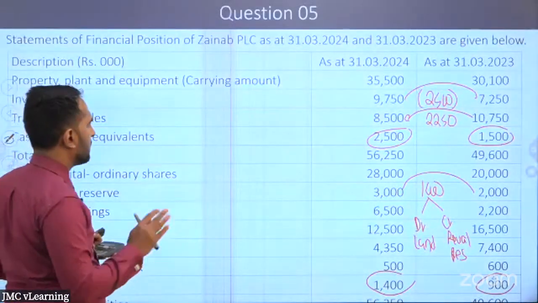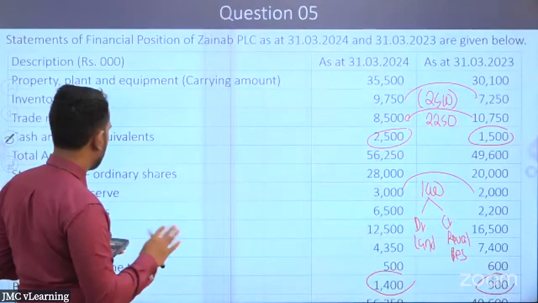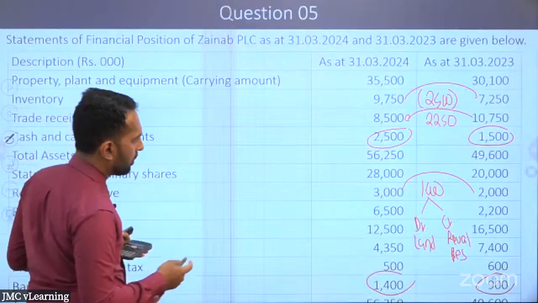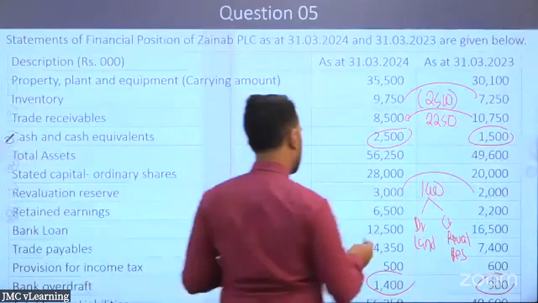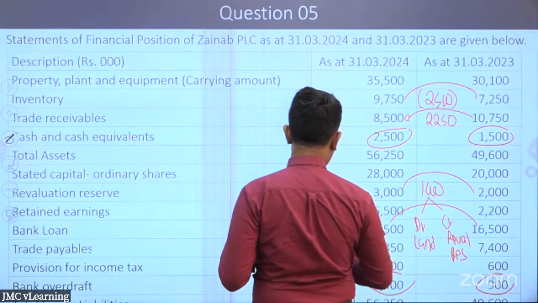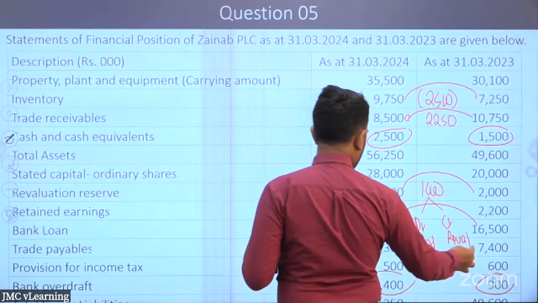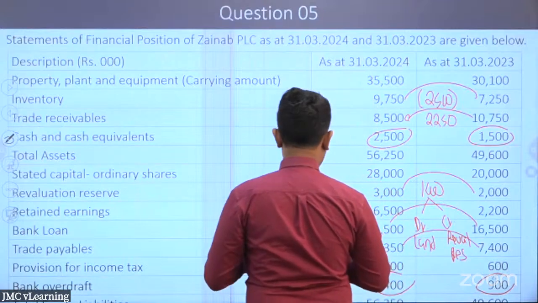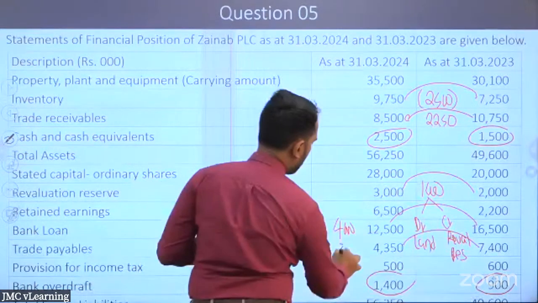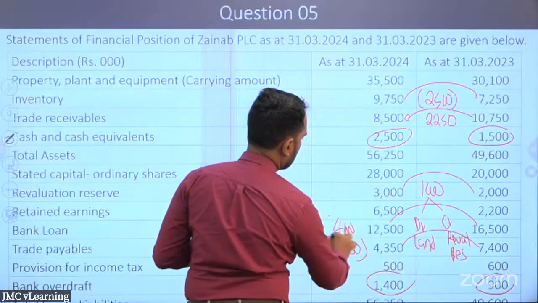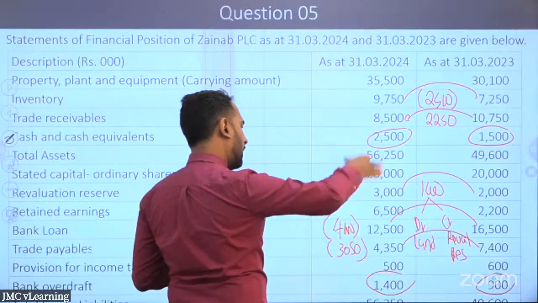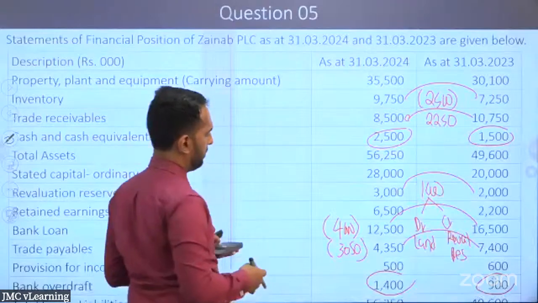Right, total assets done, stated capital, we have opened up the T account, revaluation reserve, no cash impact, retained earnings we have opened up. Bank loan has reduced. Bank loan reduced means you have paid the bank loan by 4000. Trade payables reduced. That means you have settled the trade payables. 3050. These are negative cash flows. Loan reduced because you settled the loan. Trade payable reduced because you have settled them.